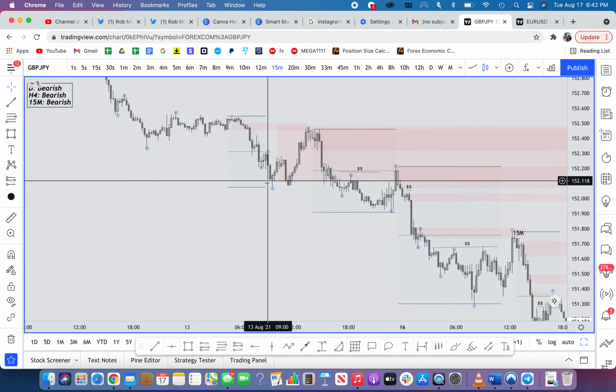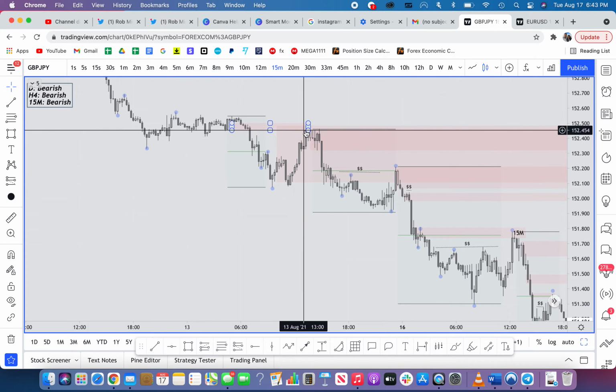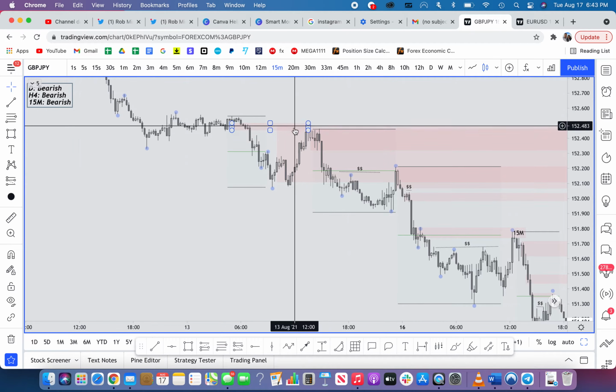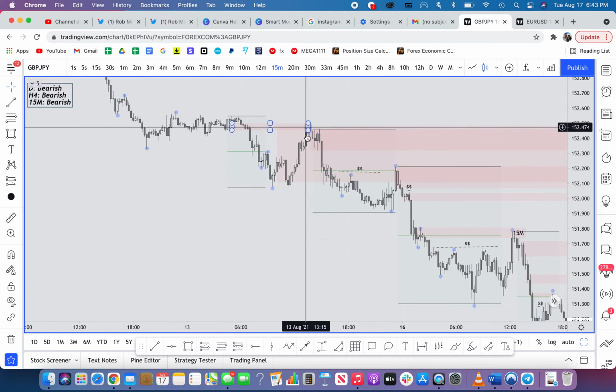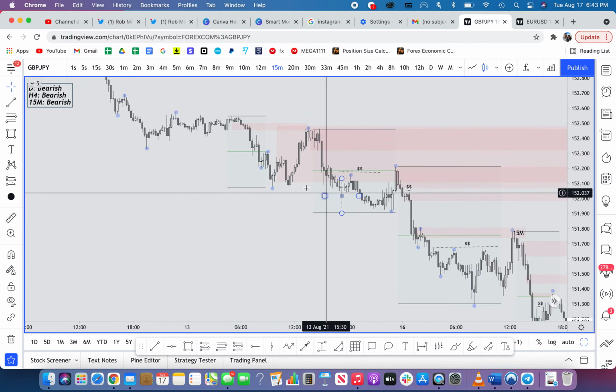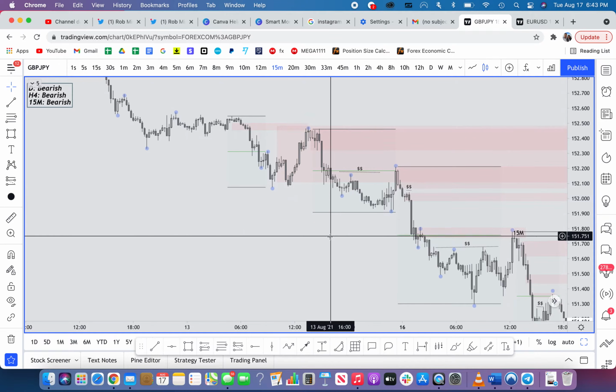We pulled the fib from top to bottom. Price comes in the premium. We're in a bearish market. We're okay to sell from here. We'd find something on the 1 minute and we'd short this back down, targeting these lows.